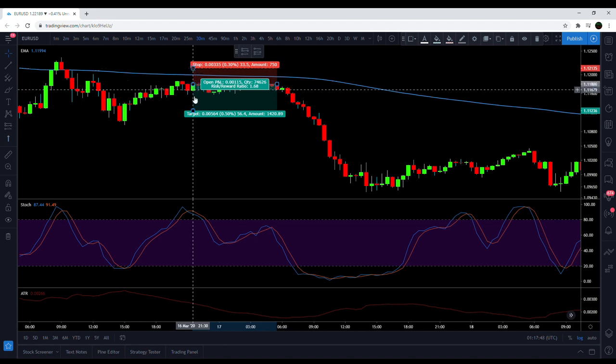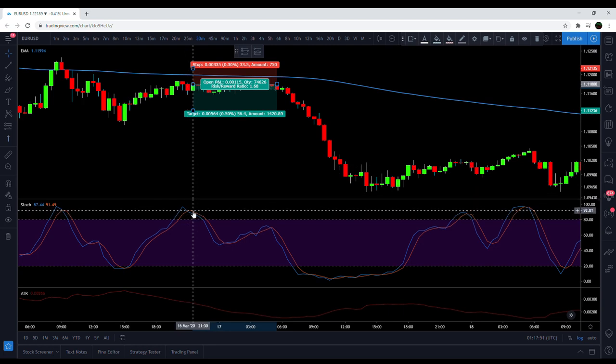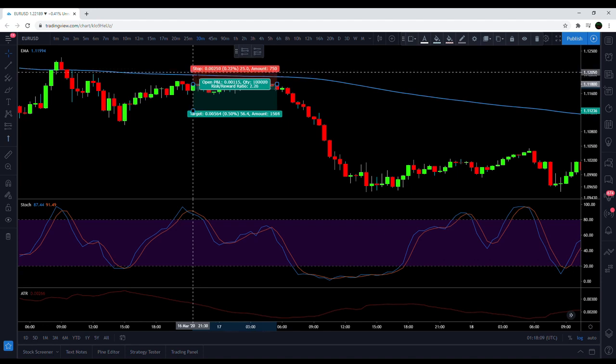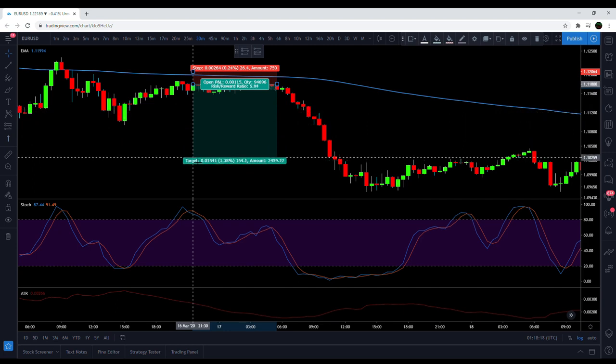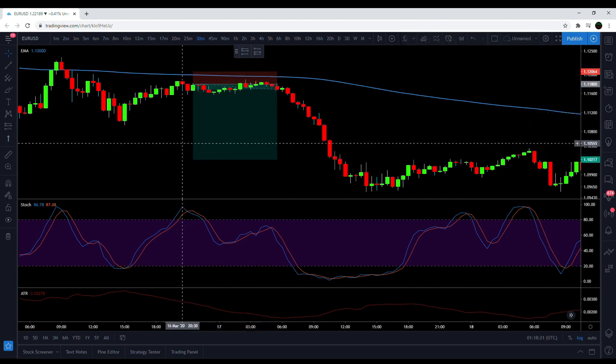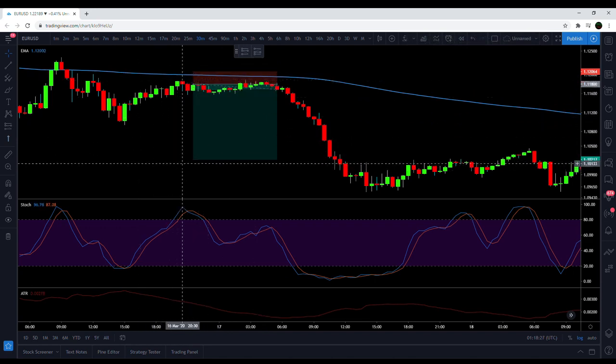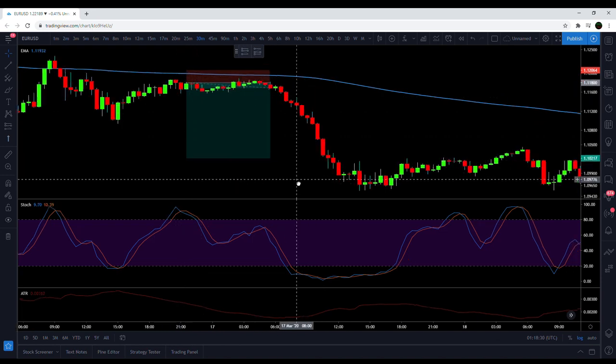So here's an example. We have a cross down on the stochastic that happens above the 80. Price is below the 200 EMA, so yes, we can take that short signal. So we're taking the entry on this candle here. Stop loss, 26 is the ATR value, so 26, close enough. And then targeting 6 times the risk. So every time you win, you gain 6% on your account, but every time you lose 1%. Pretty good risk to reward ratio if I do say so myself.